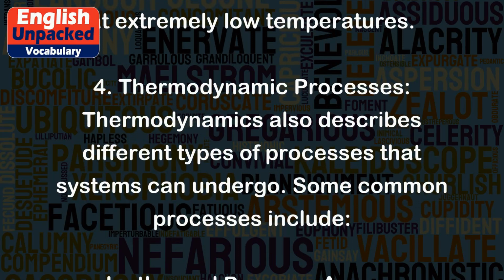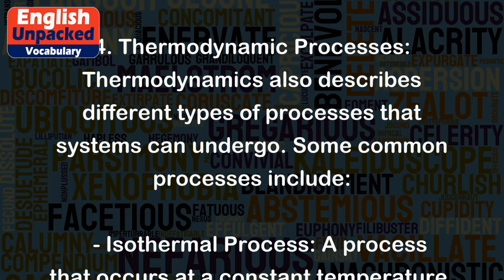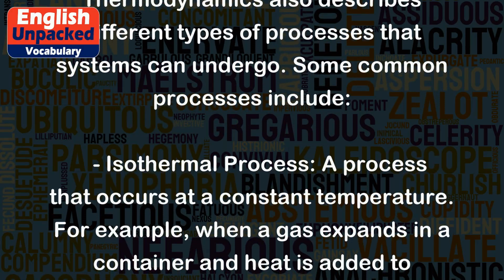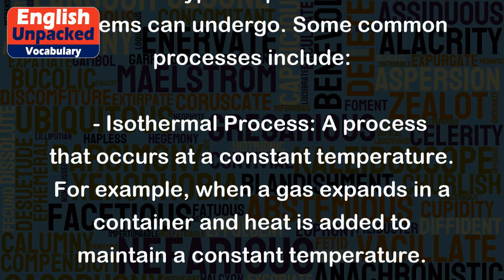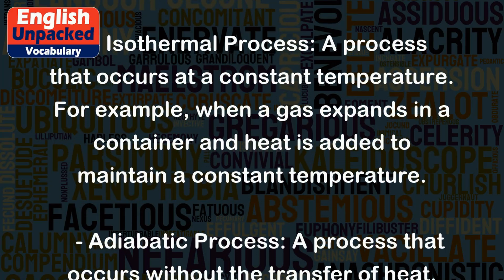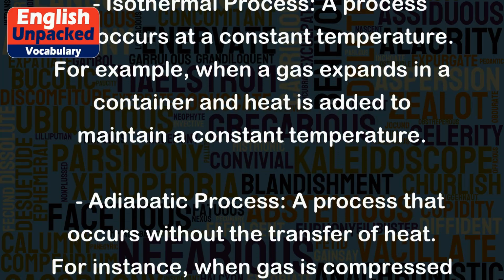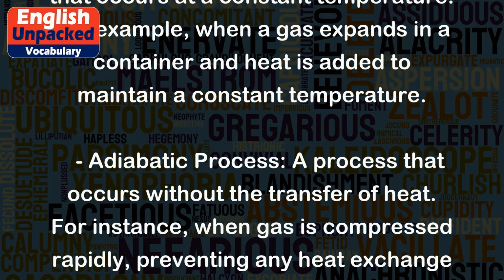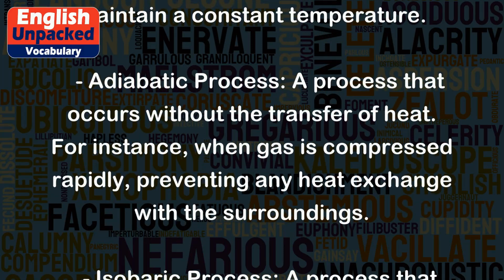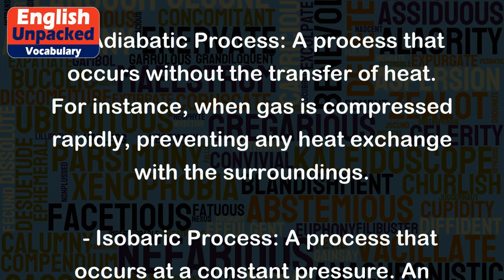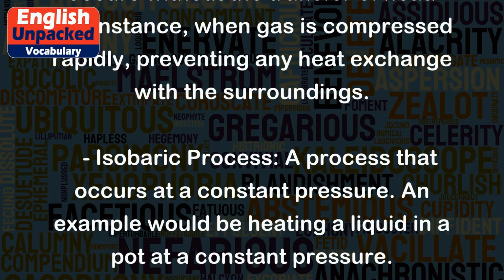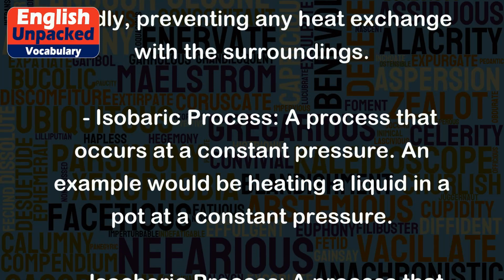4. Thermodynamic processes. Thermodynamics also describes different types of processes that systems can undergo. Some common processes include isothermal process, a process that occurs at a constant temperature. For example, when a gas expands in a container and heat is added to maintain a constant temperature. Adiabatic process, a process that occurs without the transfer of heat. For instance, when gas is compressed rapidly, preventing any heat exchange with the surroundings.